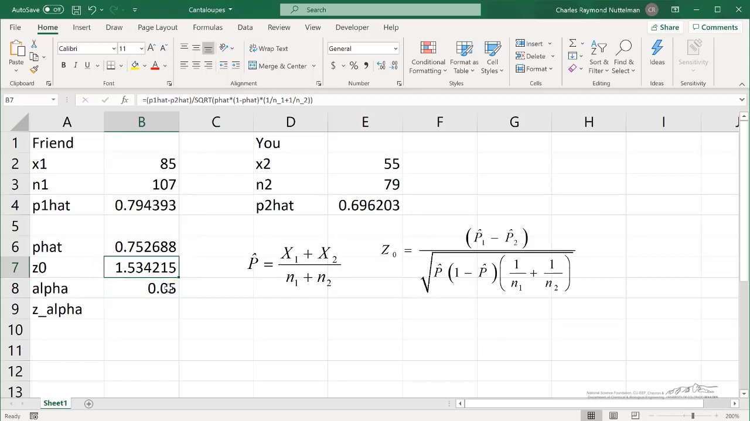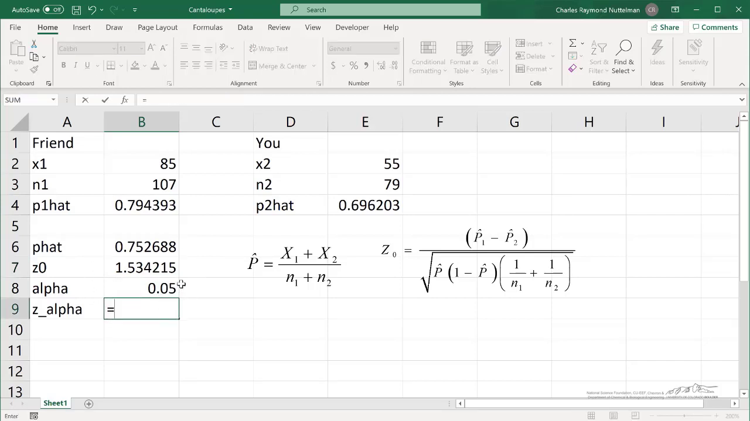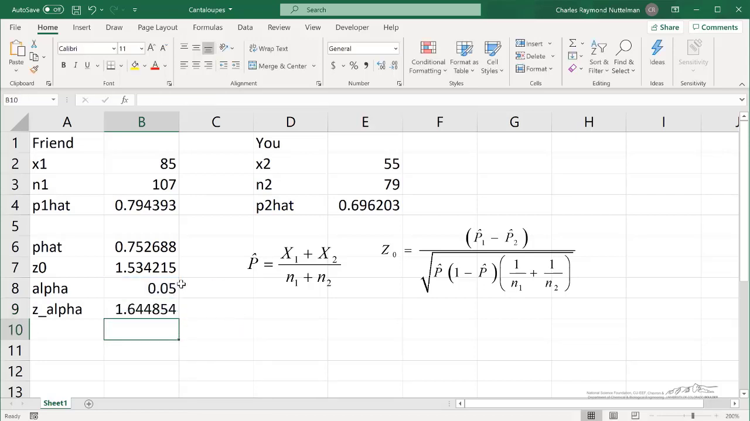Just like all other hypothesis tests, we compare our test statistic with a critical value. Here we're basing this on a standard normal distribution. We can use the norm.s.inv function. This is a right-tailed test, so we have to do 1 minus alpha, or 95% to the left of it, and that's 1.645. Our conclusion then, because we have not exceeded that critical value at which we would accept the alternate hypothesis, is that there's no evidence that your friend can pick cantaloupes better than you can.